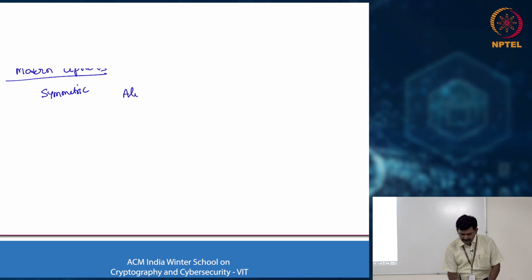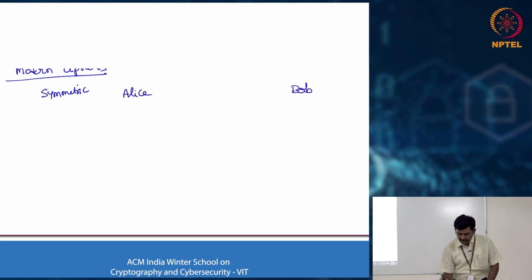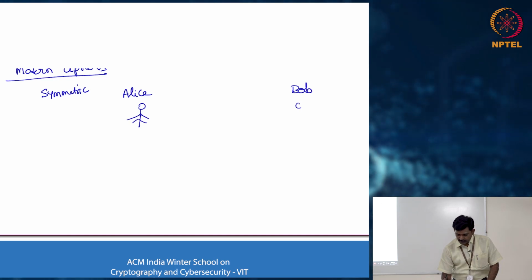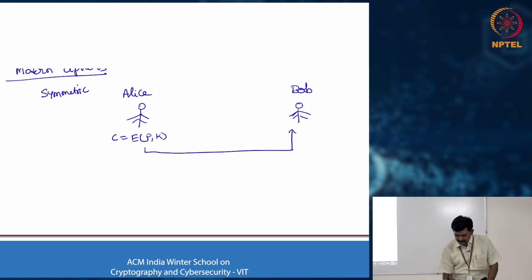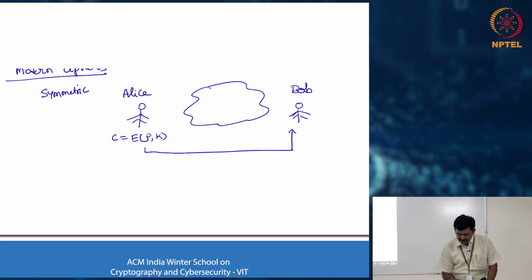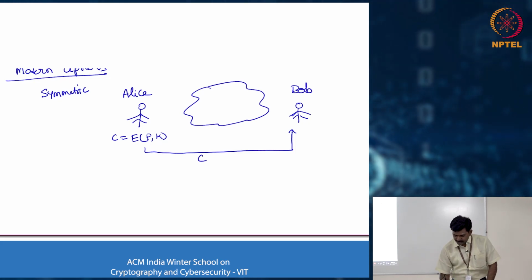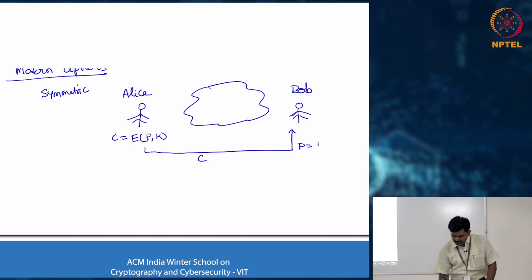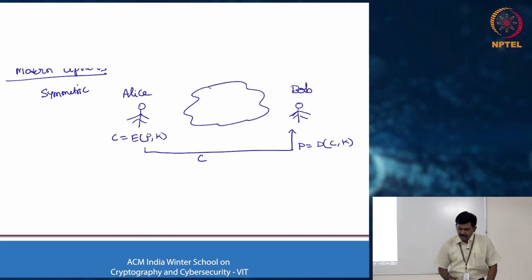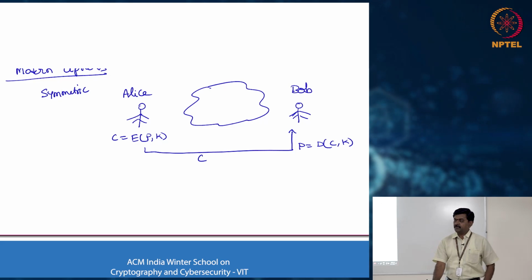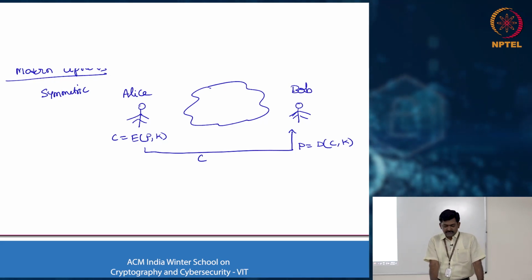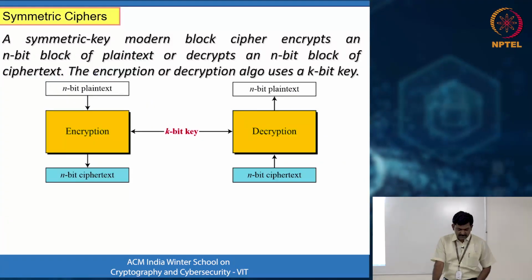So you have Alice and you have Bob. Alice wants to send a message to Bob. So C is equal to E of the plain text P comma K. C is sent over the communication channel, and Bob does the decryption: P is equal to D of C comma K. K should be there at both the sender and the receiver sides. So this is the symmetric scenario, right? The same is given here.